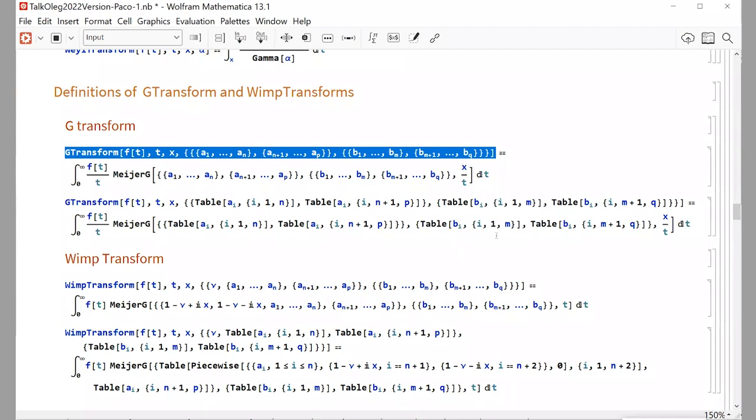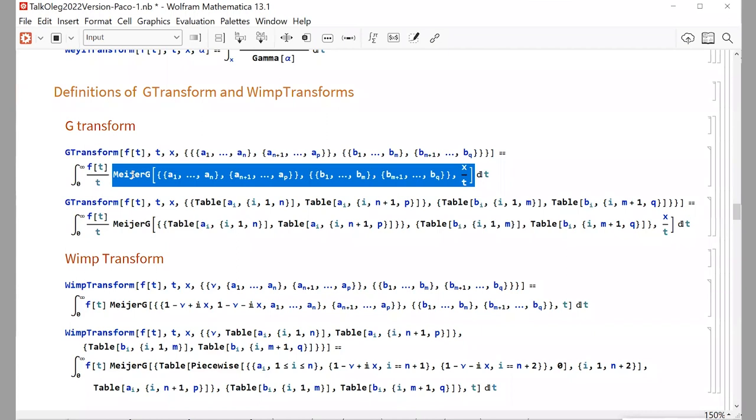And you see here that the Z transform can be rewritten in the form of an integral with the J function in the kernel. And we also have the very common so-called Wimp transform, which you see here, and it is a composition of Kontorovich-Lebedev, Mehler and Z transform.